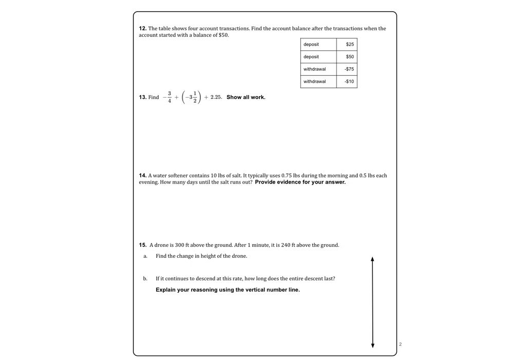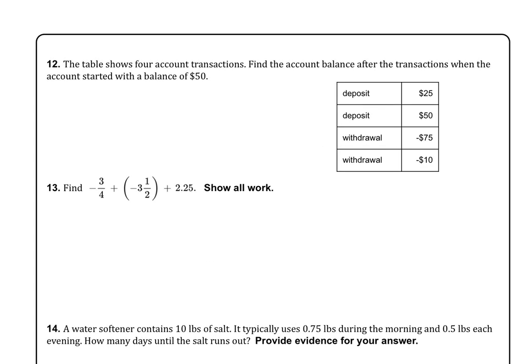All right, moving to the back side here. Number 12 says the table shows the 4 accounts or account transactions. Find the account balance after the transactions when the account started with a balance of 50. So let's think about this, right? Deposits mean adding, I'm putting money in. Withdrawals mean taking away, something like that.